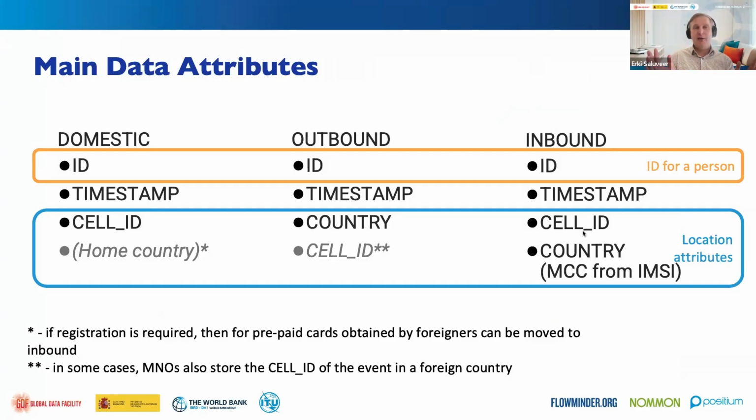As I said, there are three main data attributes in mobile phone data: the subscriber identity, the timestamp, and then the location attributes. Usually they are the antenna ID or cell ID, but for example, in the outbound data type, it could also be a country. Within the inbound, it's important to understand that you have two location attributes. One is where the person is doing the event, and the other is where they are from.